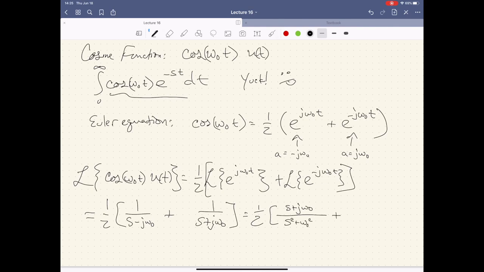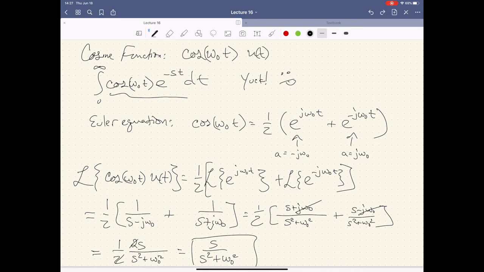And then this guy, we're going to multiply top and bottom by S minus j omega naught. And for reasons we just discussed, the denominator becomes that. So now when I add these together, these two will cancel, and I'm just left with an S on top. So I have 1/2 of, not just S, but 2S, in fact, over S squared plus omega naught squared. And then the twos cancel politely, and I end up with S over S squared plus omega naught squared. Wow, what a nice result.